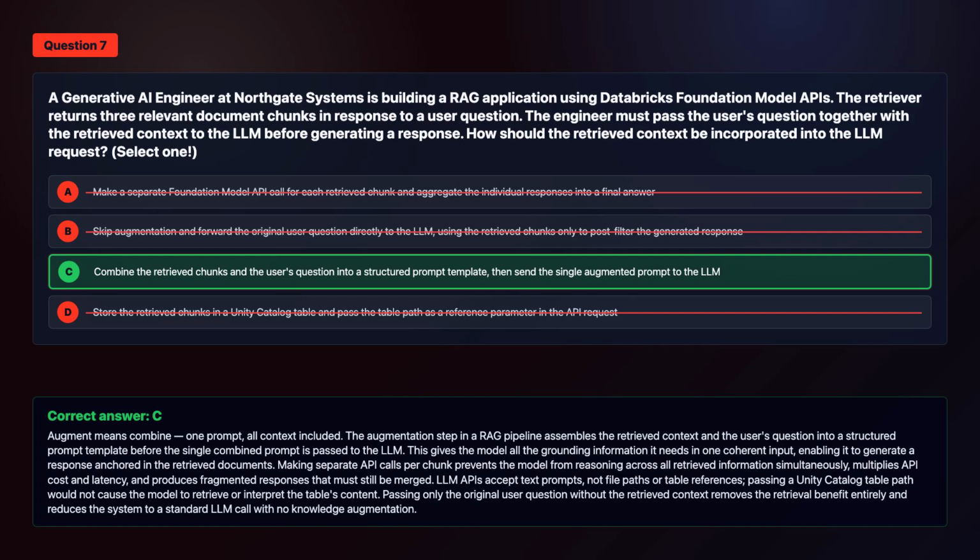Making separate API calls per chunk prevents the model from reasoning across all retrieved information simultaneously, multiplies API cost and latency, and produces fragmented responses that must still be merged. LLM APIs accept text prompts, not file paths or table references. Passing a Unity Catalog table path would not cause the model to retrieve or interpret the table's content. Passing only the original user question without the retrieved context removes the retrieval benefit entirely and reduces the system to a standard LLM call with no knowledge augmentation.